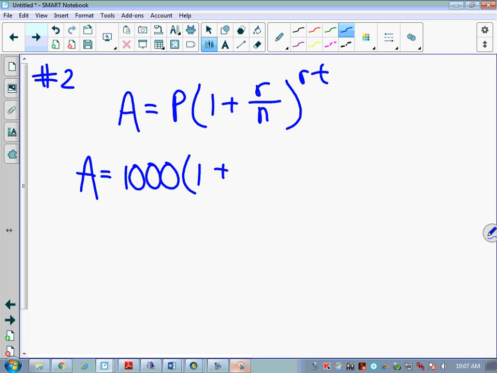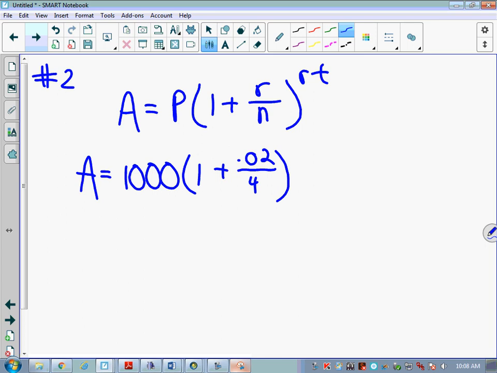What's that? 0.02. Okay? Watch out on that because 0.2 is 20%. So if we're at 2%, we need to go back another. Okay? 0.02. How many times am I compounding this in a year? 4 times. How did you know it was 4 times? Quarterly is a fourth, okay? So 4 times in a year.